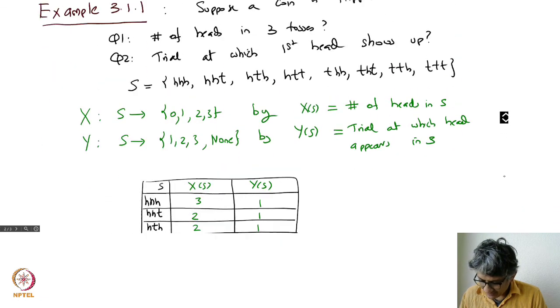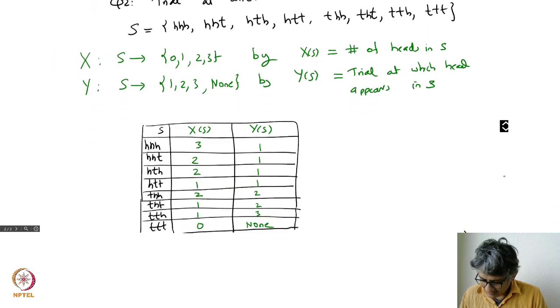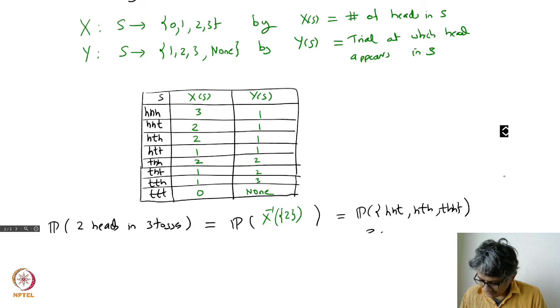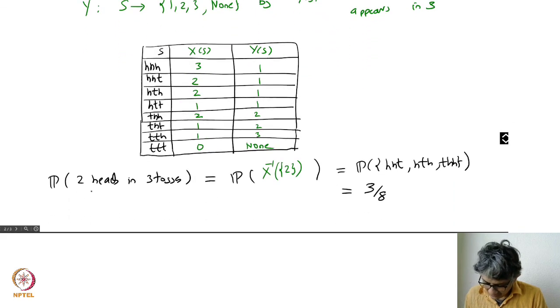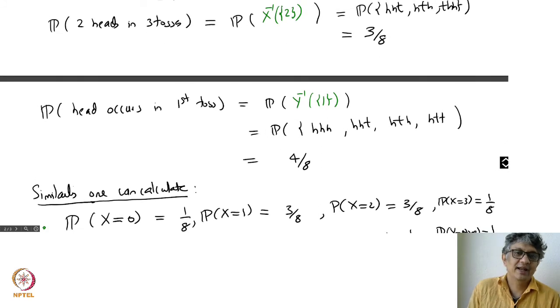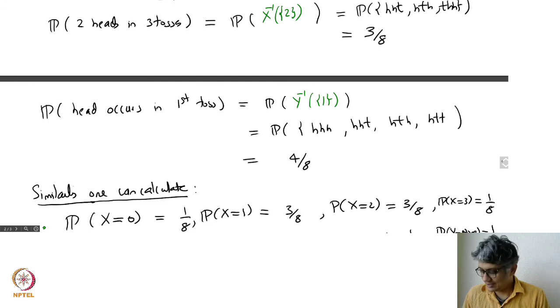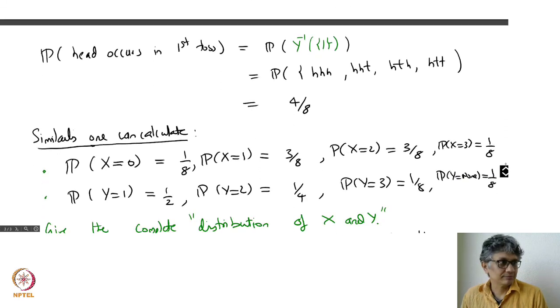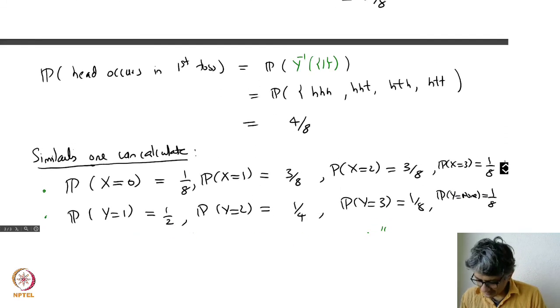So I had these two questions in mind. I constructed two functions. I did a table. Then the question I have an interest in is 2 heads in 3 tosses. That's the same as x inverse of 2. Then I want another question: let's say head occurs in the first toss. That's the same as y inverse of 1, and so on. Maybe I'll say here, instead of head occurs, first head occurs.